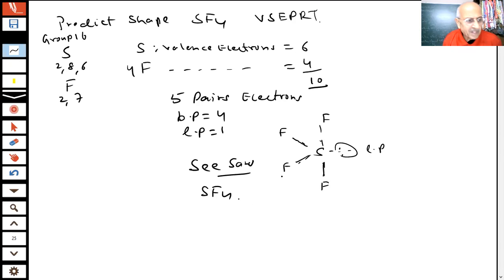So here we have discussed valence shell electron pair repulsion theory, students, and we have told you how to draw the shapes of these. I hope you enjoyed the session. I will meet you in my next class.